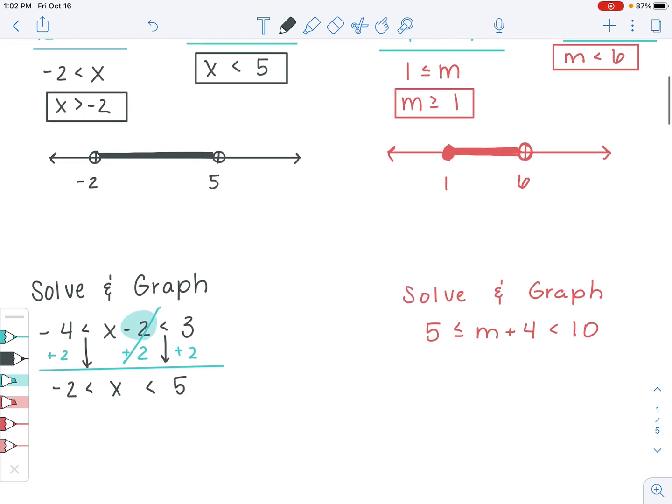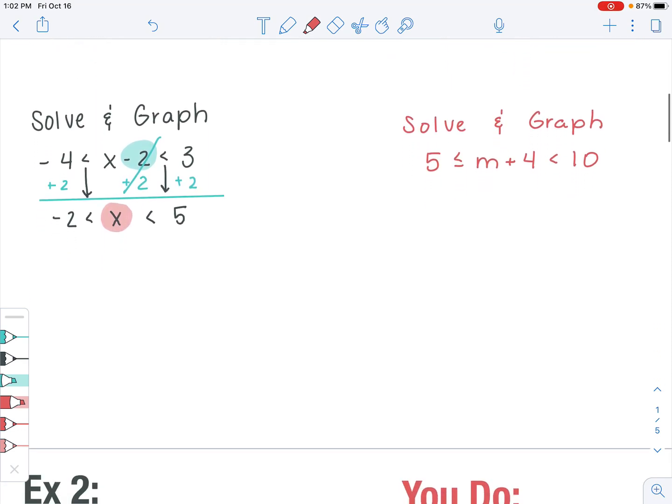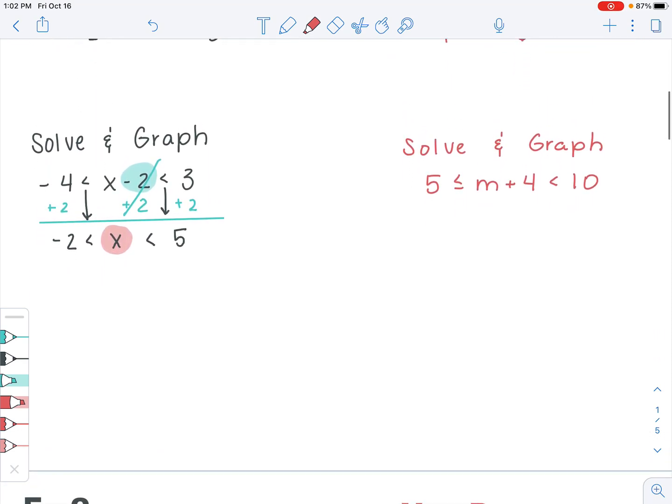And now there's nothing else I need to do there because my x is all by itself. It's all alone. There's nothing else I have to do. So I can just graph my answer here. This is my final answer. It says x has to be in between -2 and 5.